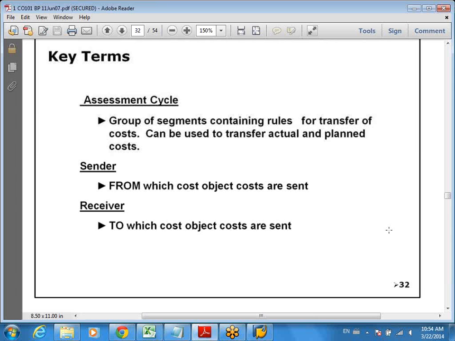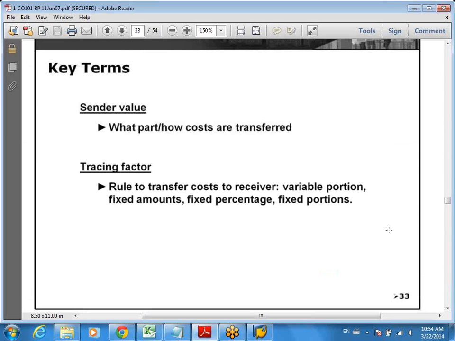So assessment is one of the activities during the month end. You run the settlements and then you do the assessments. Assessments means you're moving from one bucket to another bucket. And there is always a sender who is sending from, and also there is a to, okay? And also there is a tracing factor rule to transfer the cost to the receiver. Is it a fixed amount? Is it a percentage? What percentage? You can always create an assessment cycle every month.